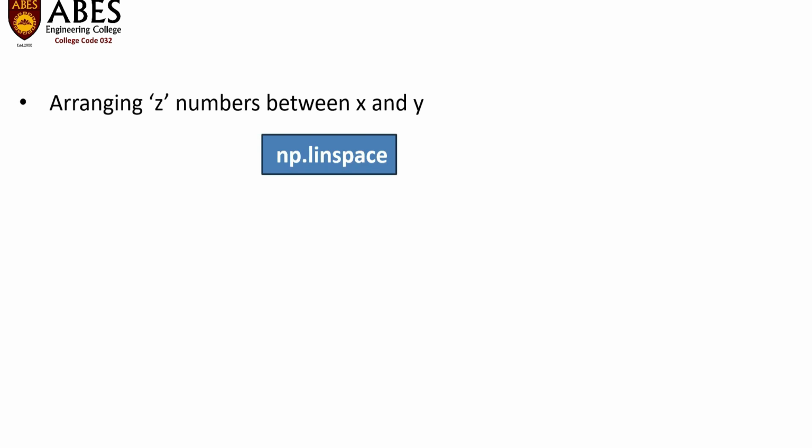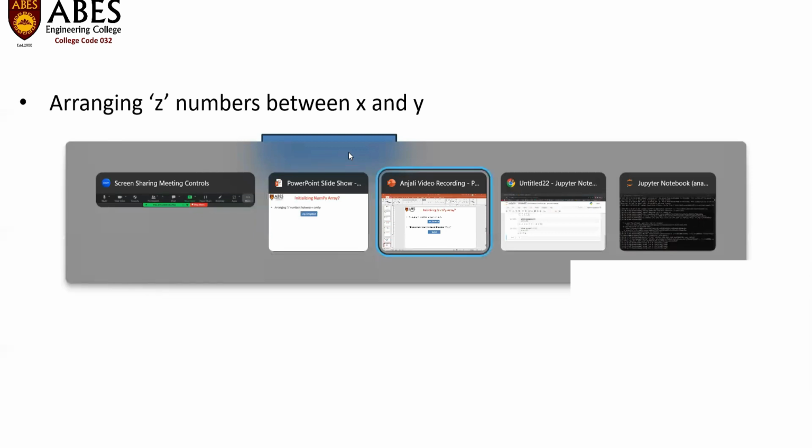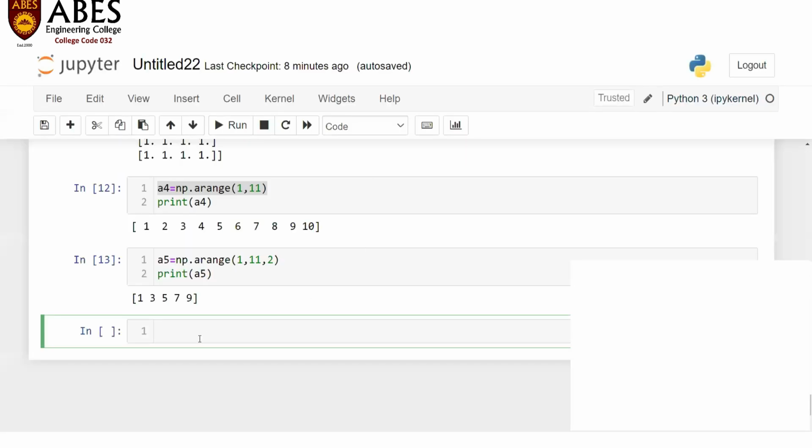Now next we have is arranging z numbers between x and y. Say I want to have 5 numbers between 10 and 25. So how can we have those 5 equidistant numbers from 10 to 25? I'll be using this command for that, np.linspace. Let me come to Jupyter and show you how it works.